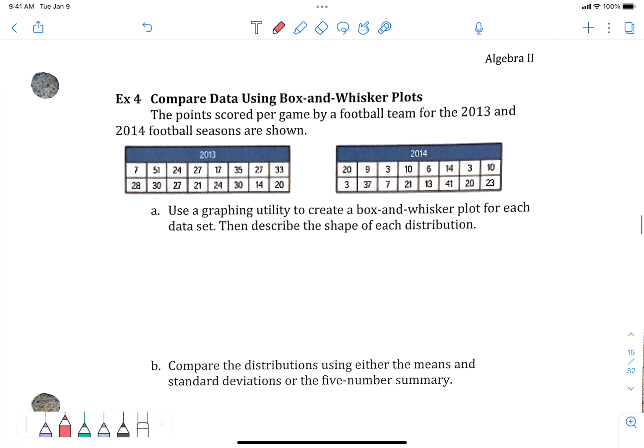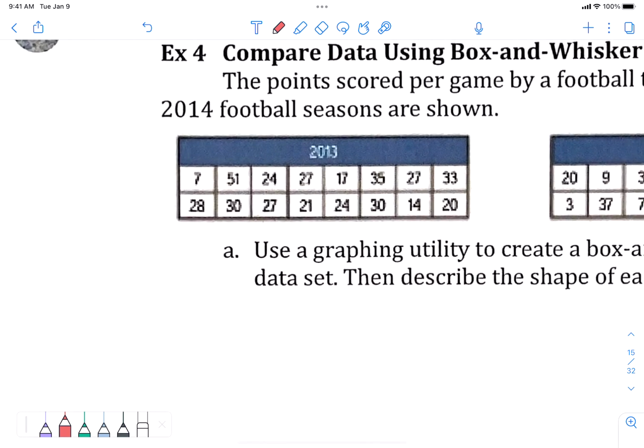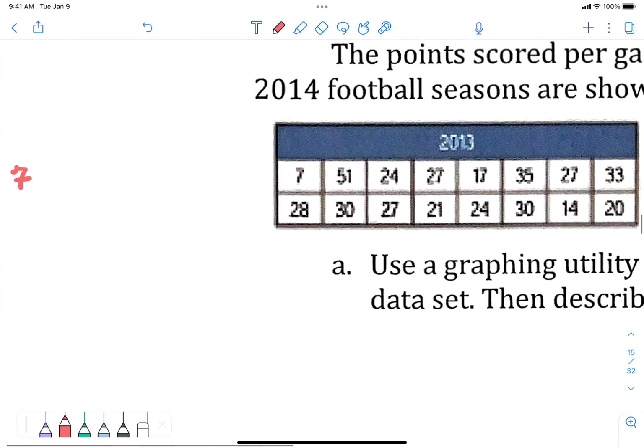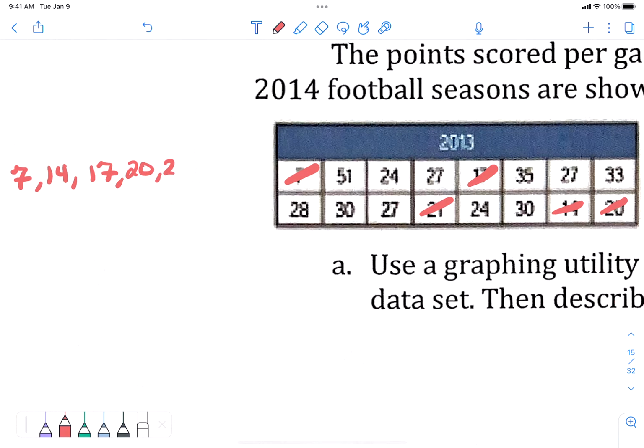Okay, 2013. Let's put them in order over here. The smallest number is 7, I see. 14 is next. 7, 14, 17, 20, 21, 24, 24. Oh, there's 2 21s? Where? I think that's a 27. This one right here is a 27?